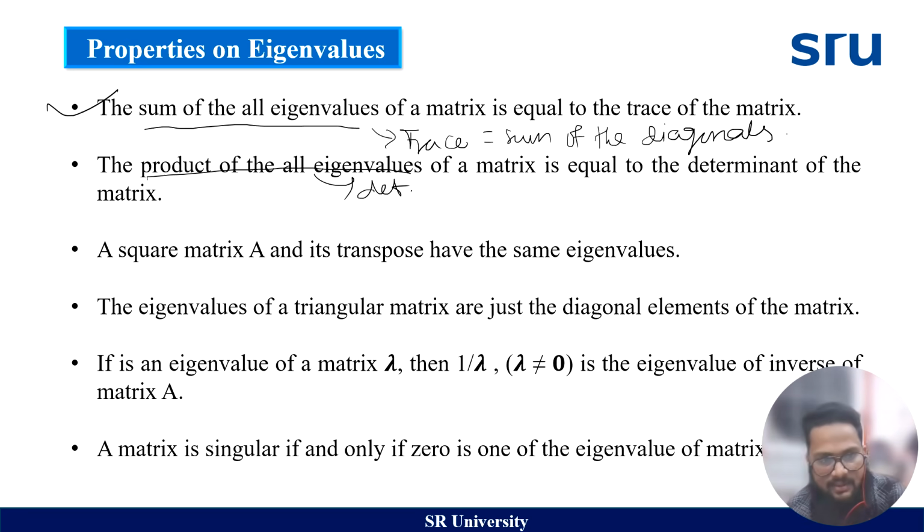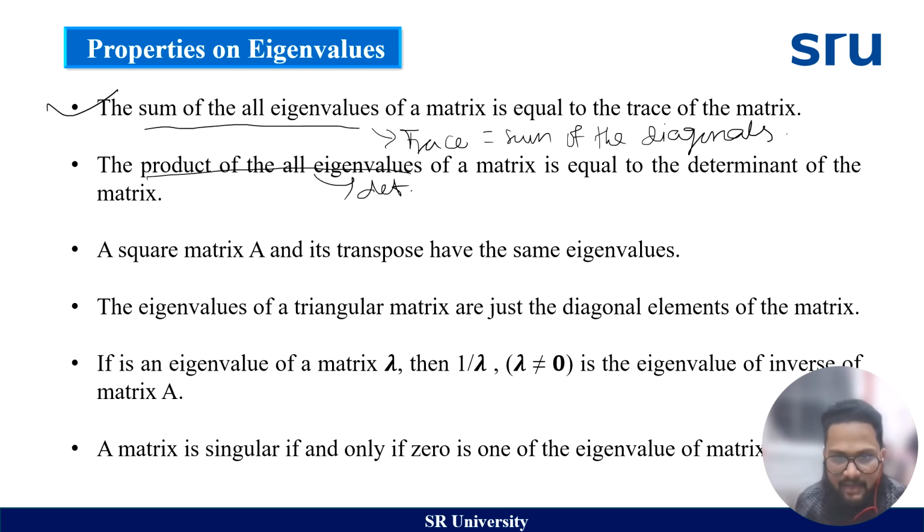Second thing, the eigenvalues of a triangular matrix, it can be upper triangular or lower triangular, also the diagonal matrix. In these three cases, the eigenvalues will be the diagonal elements. Please remember, in the case of upper triangular, lower triangular and diagonal matrix, the eigenvalues will be the diagonal elements. No need to calculate. Without the characteristic equation also, directly you can write using the property that as it is a triangular matrix, the eigenvalues will be the diagonal elements.